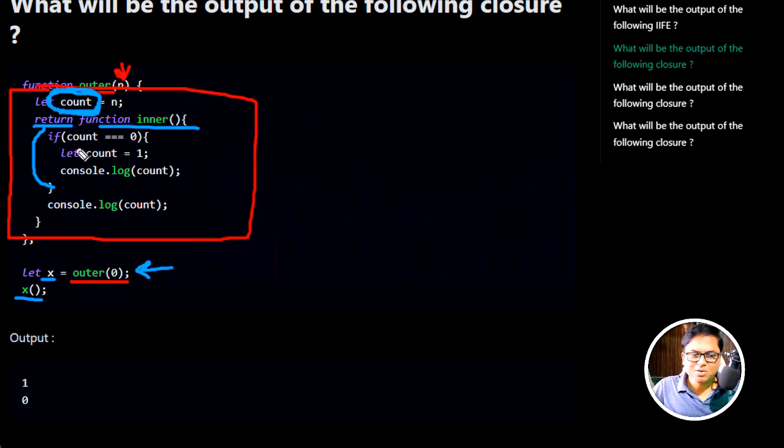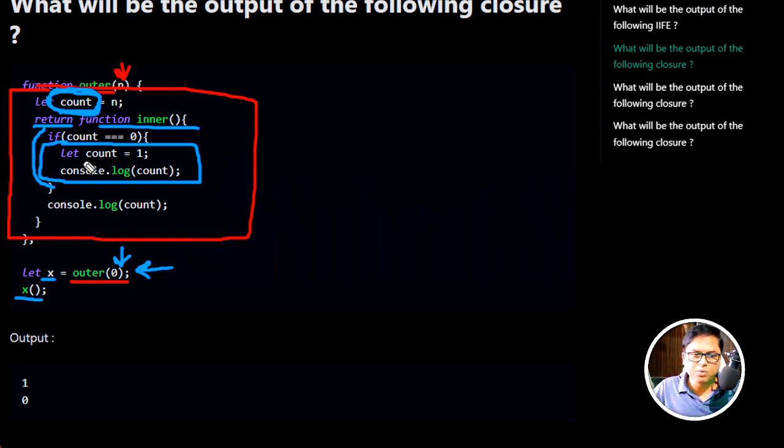So now, whether this count equals 0, yes, this count equals 0 due to this one, right? So this condition will be true and it will execute this block of statements. Okay, and here let count equal 1. Already I have discussed this, that let is block scope.